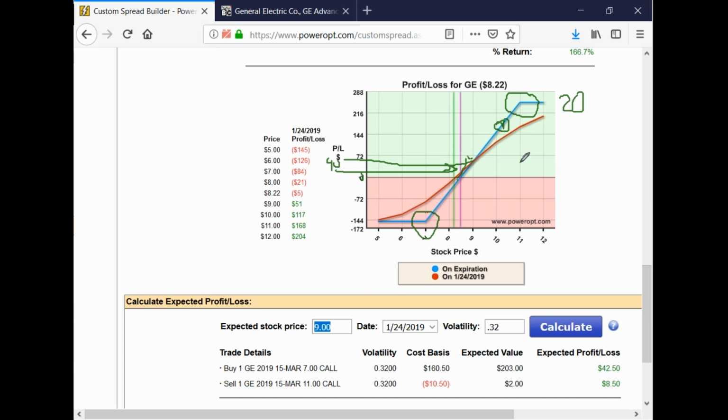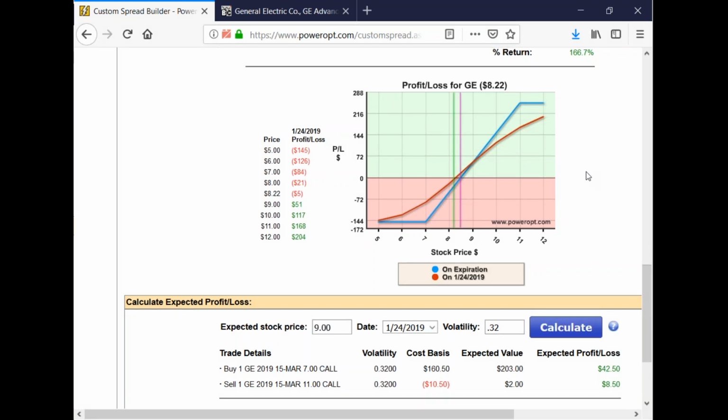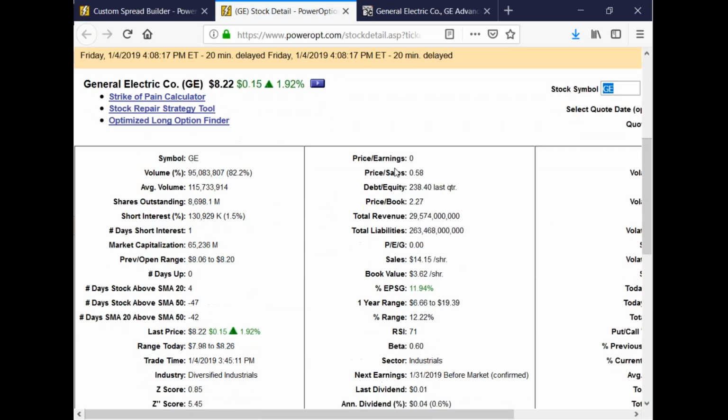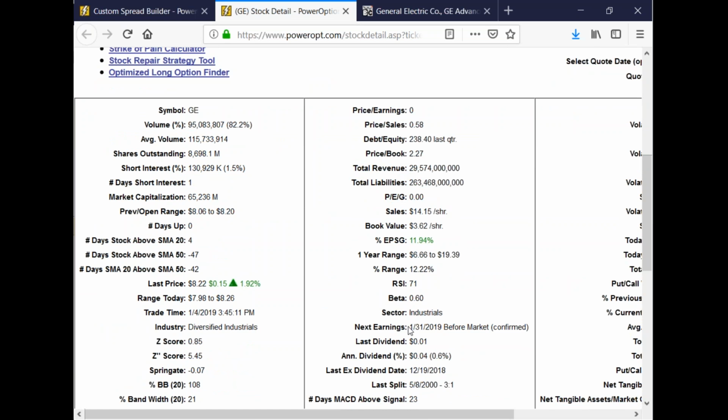Now, I don't know GE off the top of my head. Well, we all know GE, of course. But I mean, I don't know their specifics and what's going on. So let's take a look at something else here. Okay, earnings are coming out before market on January 31st.